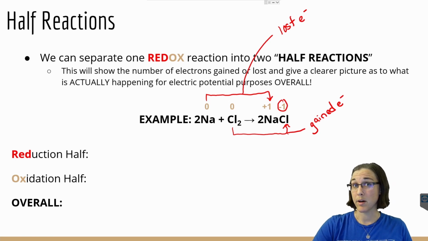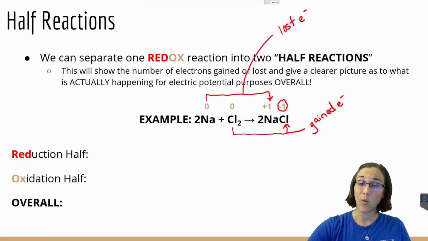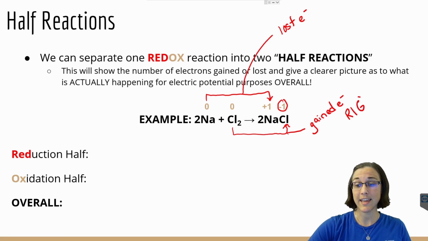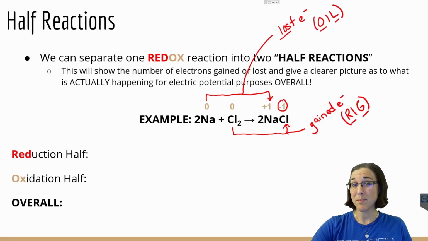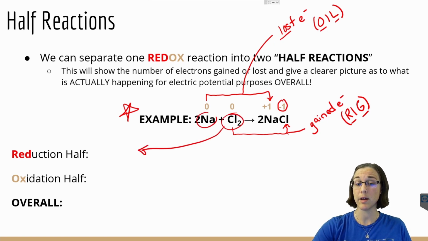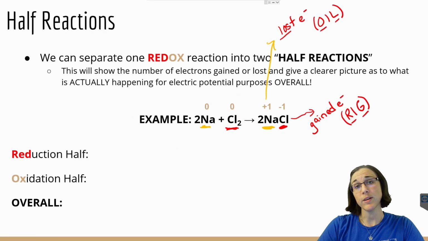If you recall from our mnemonic way back in the day, we had OIL RIG. Now RIG stands for reduction is gaining. So wherever the electron was gained, we had reduction. And OIL stands for oxidation is losing. So anywhere we lose an electron is where oxidation is occurring. Now that means for this chemical reaction, we would only focus on chlorine for the reduction half and sodium for the oxidation half. So what does that look like then?